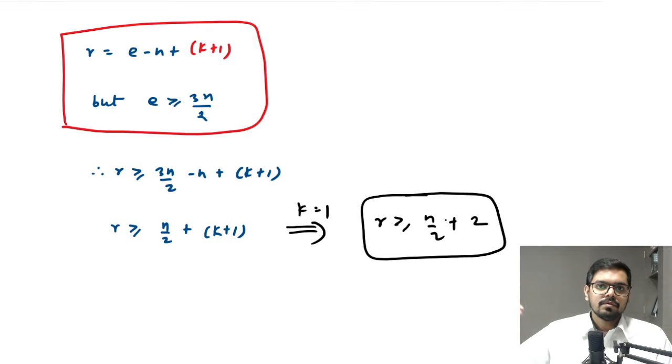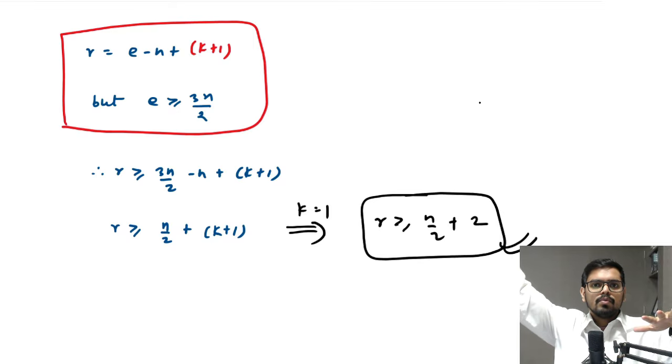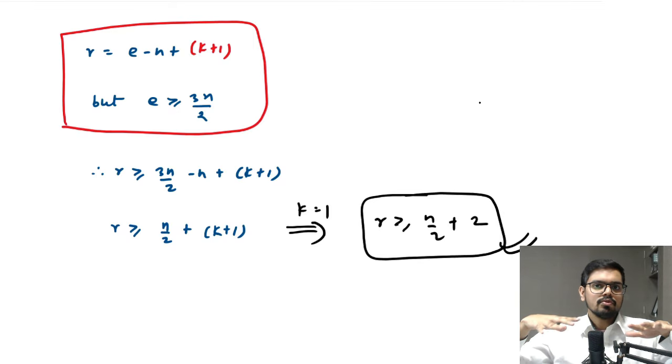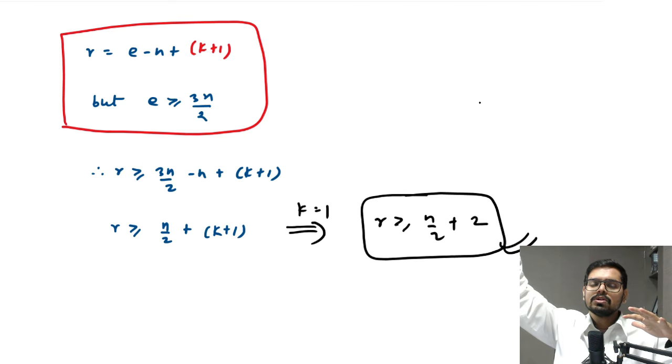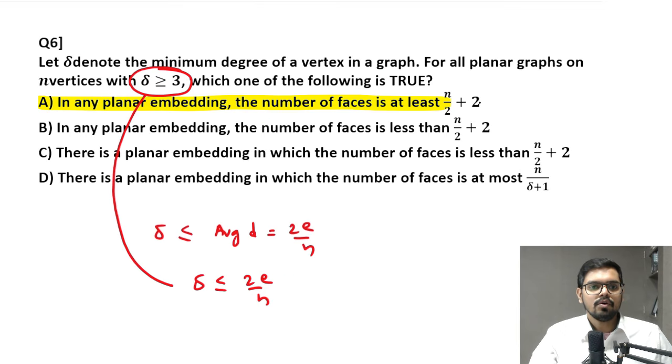If you have disconnected components, surely the R value will be greater. What this is saying is, this is the minimum number of regions you can expect: N by 2 plus 2, if it is connected. If it is disconnected, more values will come. But R minimum is N by 2 plus 2. You can have connected, disconnected, anything, but the minimum will be this only. Understood? So therefore option A is correct.